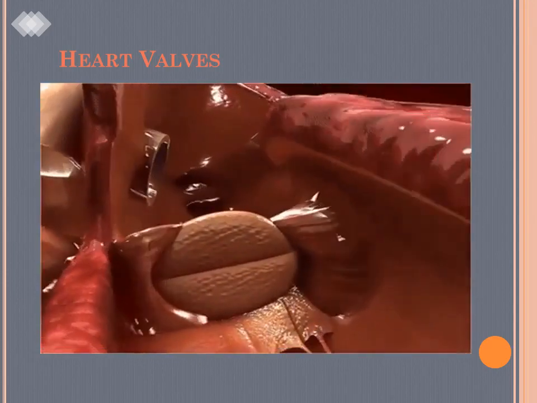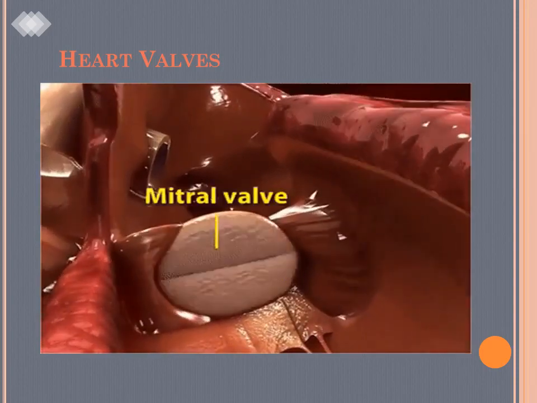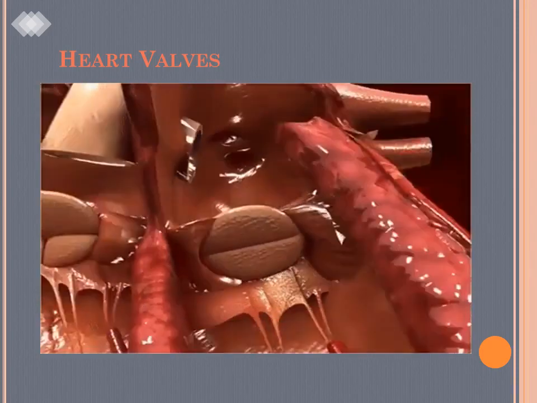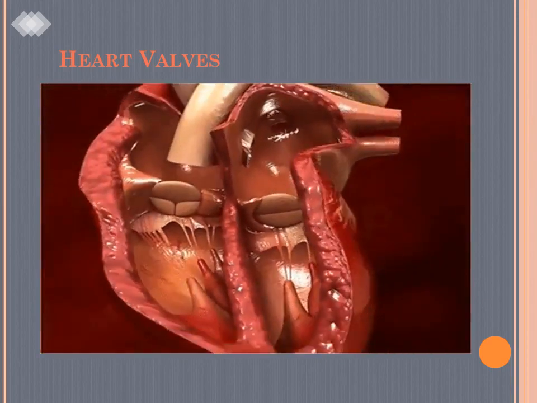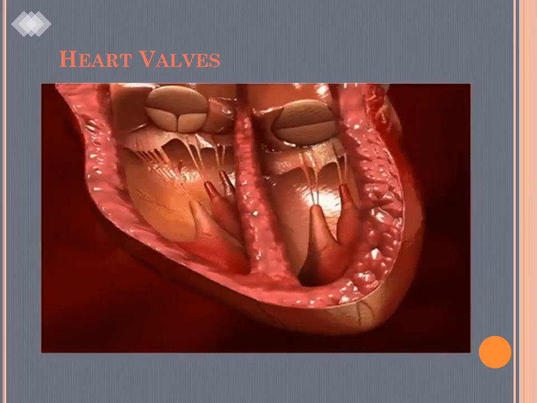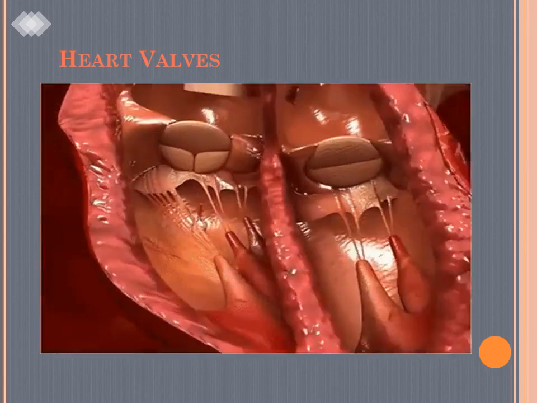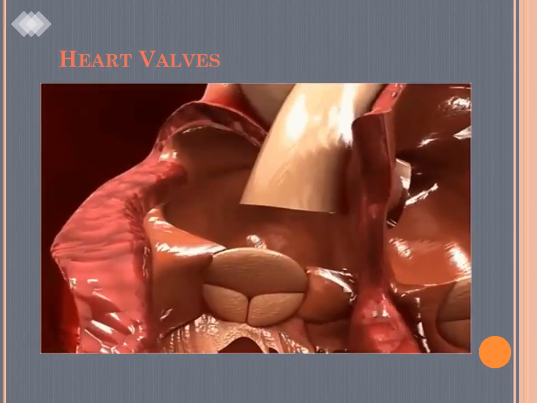The heart has four valves acting like doorways inside it. These valves open in one direction to prevent the backflow of blood from the previous chamber, two of which are the mitral and the tricuspid valves.